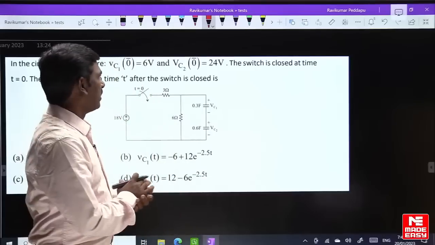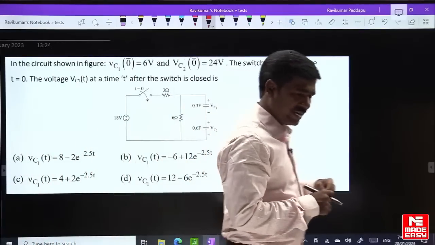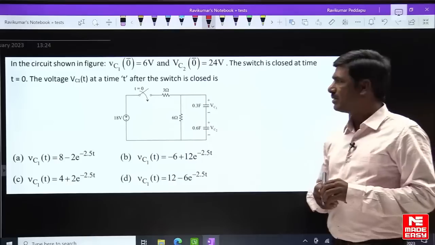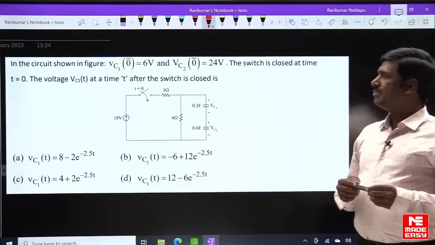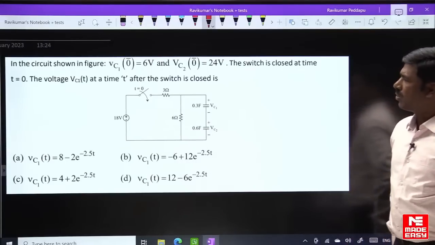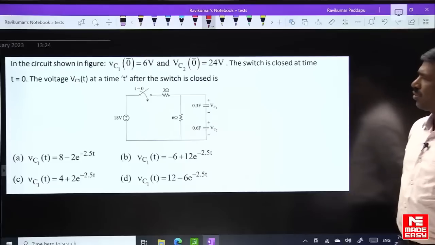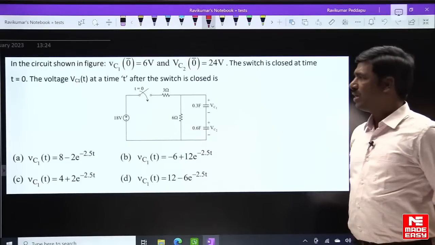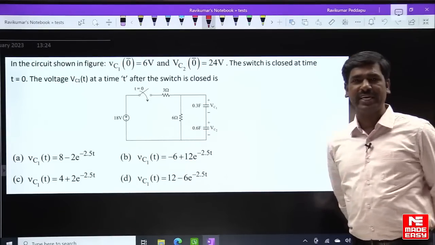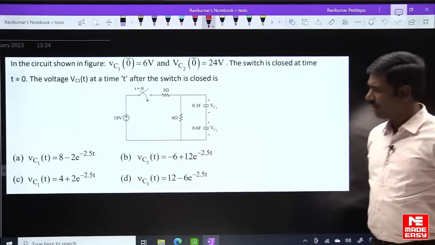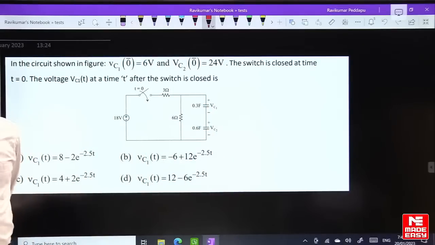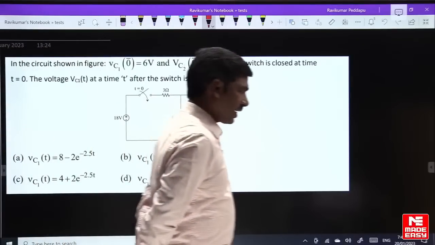The first question is here. Please read carefully. The question is based on transient analysis. In the circuit shown in figure, Vc1 of 0 minus is equal to 6 volts, Vc2 of 0 minus is equal to 24 volts. The switch is closed at time t is equal to 0. The voltage Vc1 of t at a time t after the switch is closed is. Which one is the option for this question? Within 2 minutes give answer. Please take a snap.